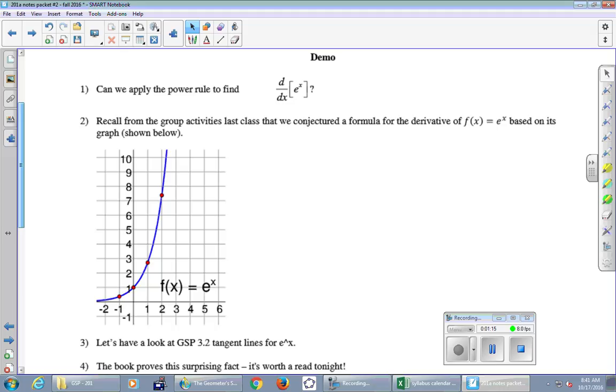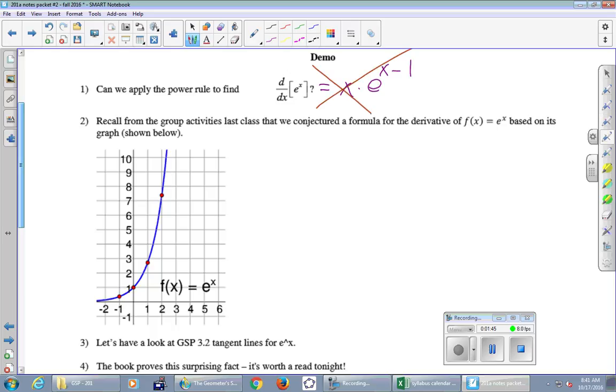Okay, so number 1, can we apply the power rule to find the derivative of e to the x? It is quite tempting to say, oh, I can bring the power down, copy the e, and then new power, x minus 1, right? That's the power rule. Bring the thing down, subtract 1 from the power. Can we apply the power rule to e to the x? No, power rule is good for x to a number, not e to a variable. So this is a big no.